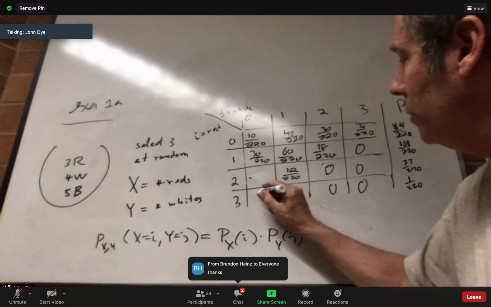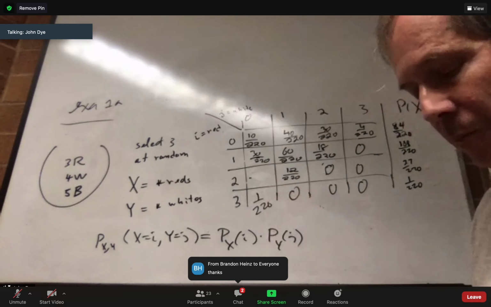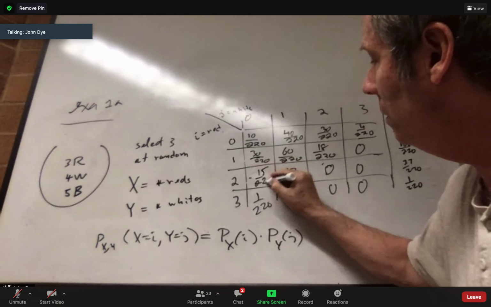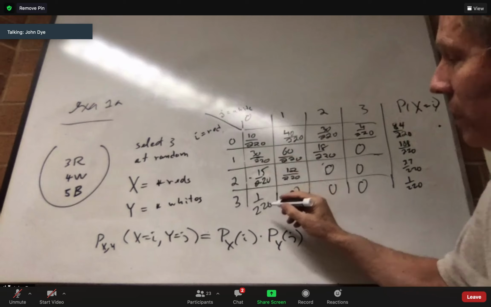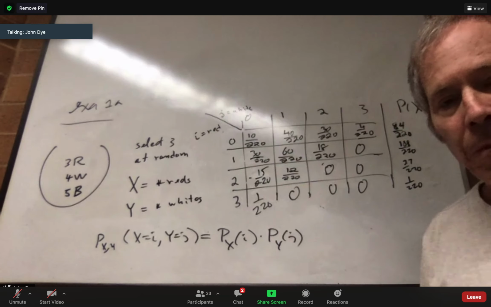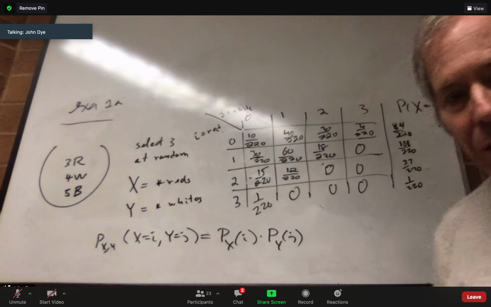So this is 1 over 220. Why is that so small? Because there's only one way you can get 3 reds: you take all the red ones and nothing else. That's why it's that small.